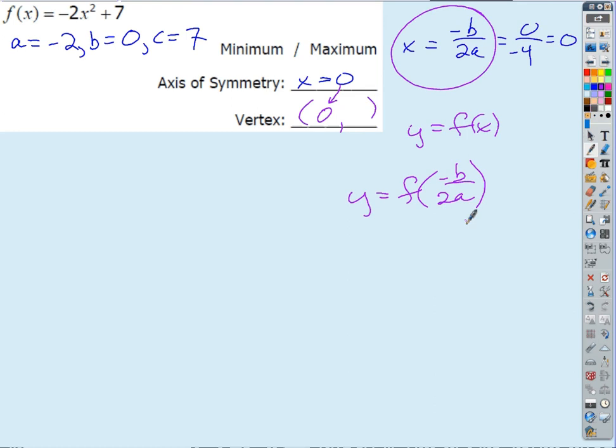So if I go up here to my function, f of 0 just equals -2 times 0 squared plus 7, which is what? 7. So the vertex is at (0, 7). Okay? Let's try another one.